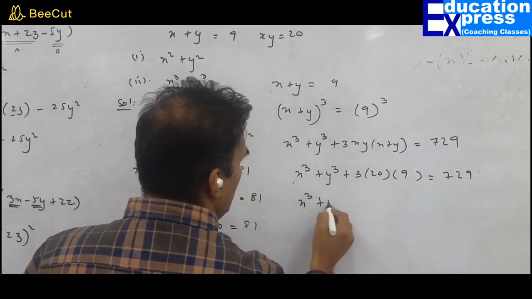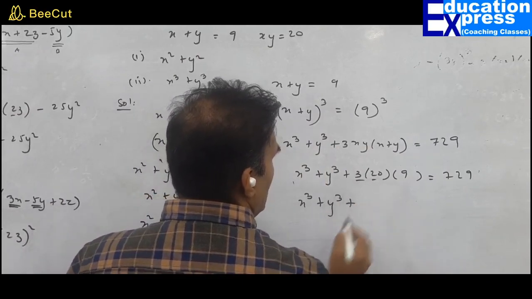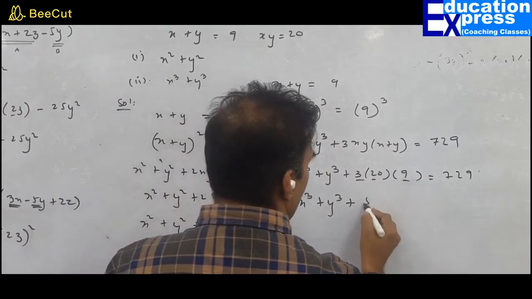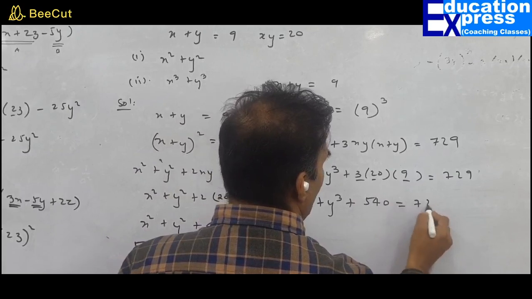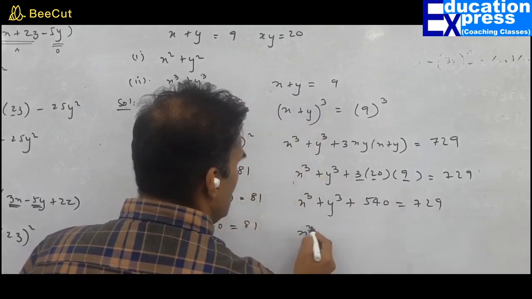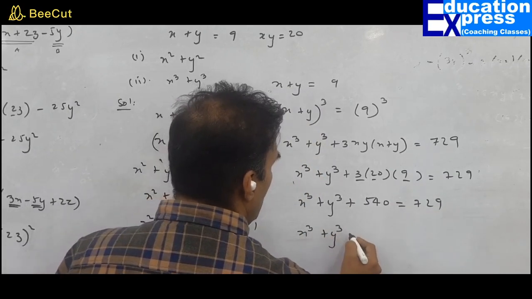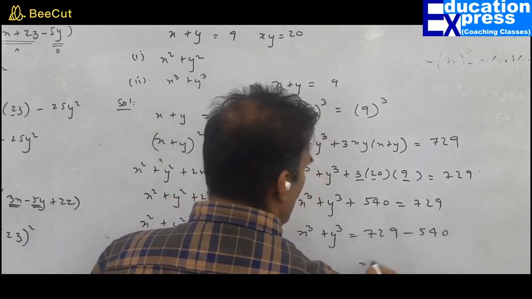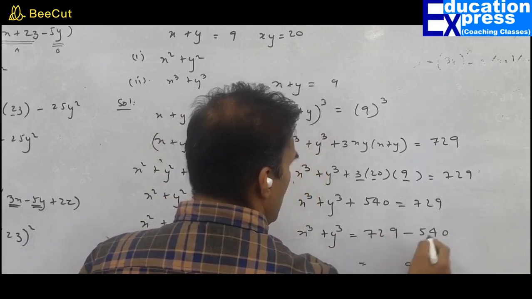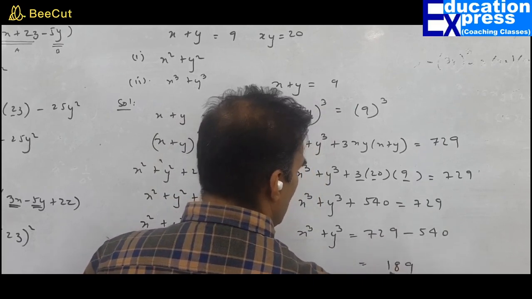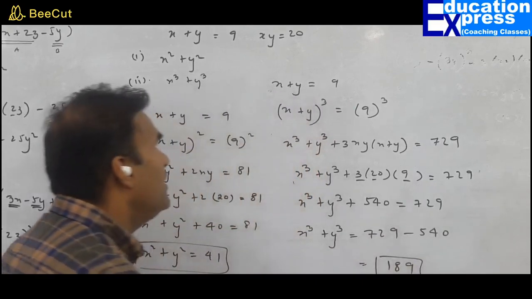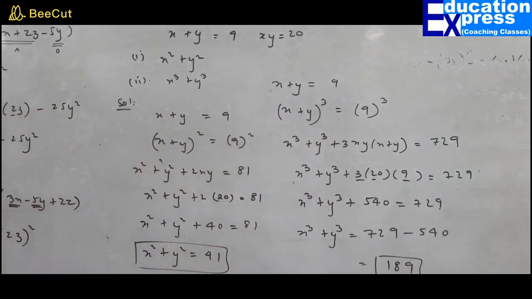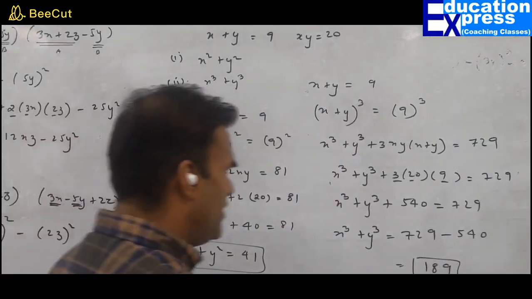729. x cube plus y cube plus 3 2s are 6, 6 9s are 54. So x cube plus y cube equals 729 minus 540. 189 is your answer. So, such questions are so simple. I think you can easily manage them.